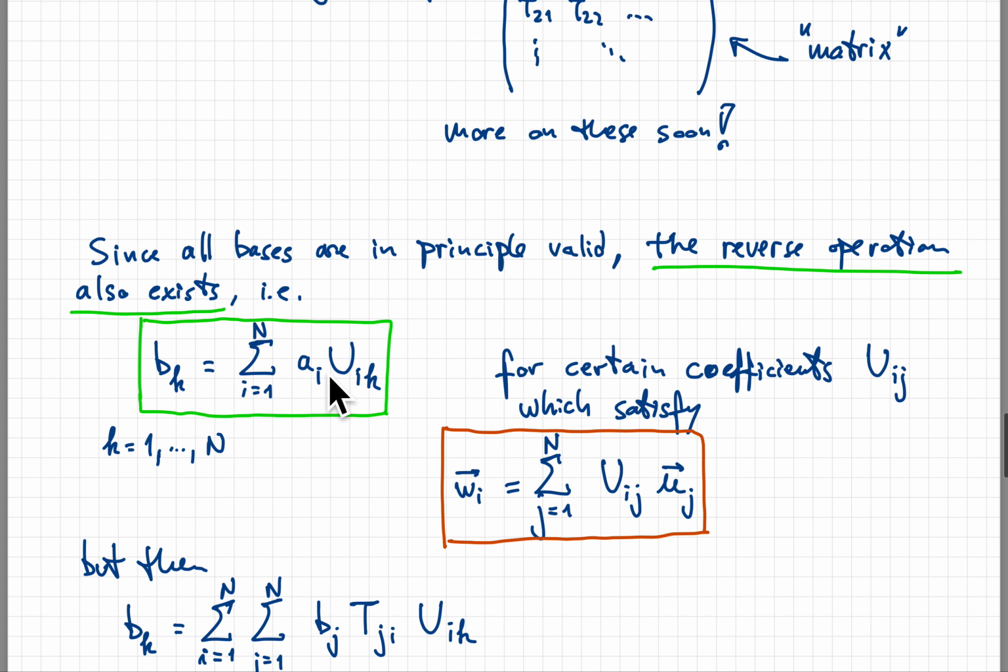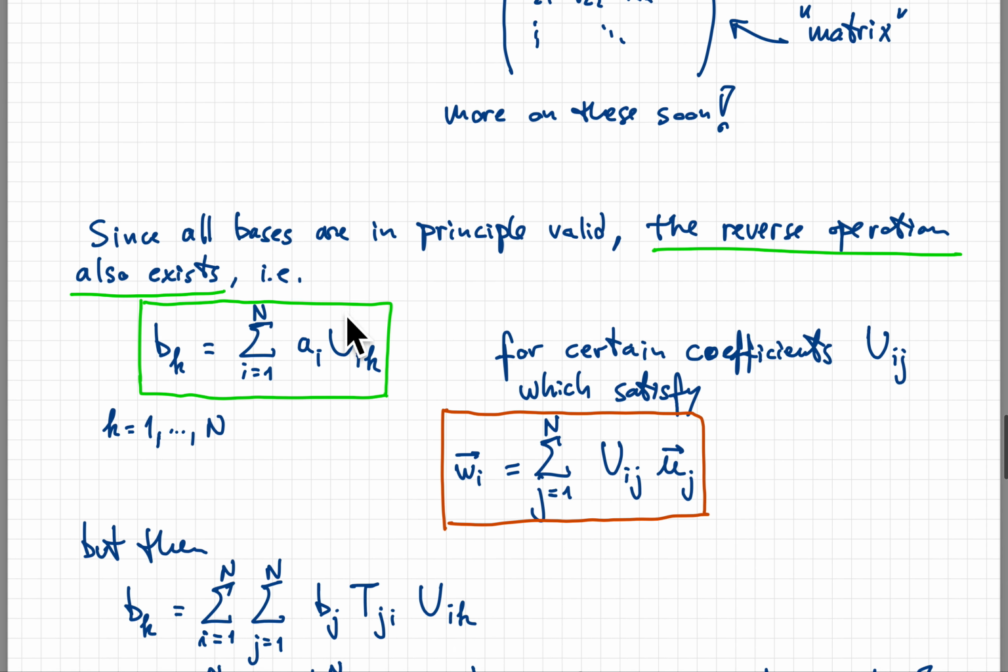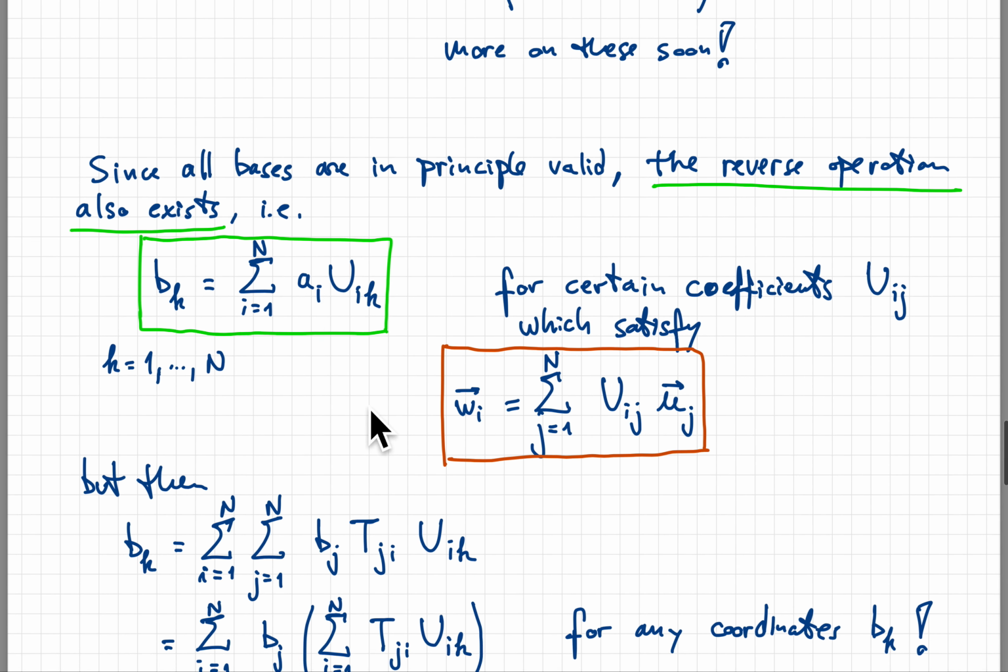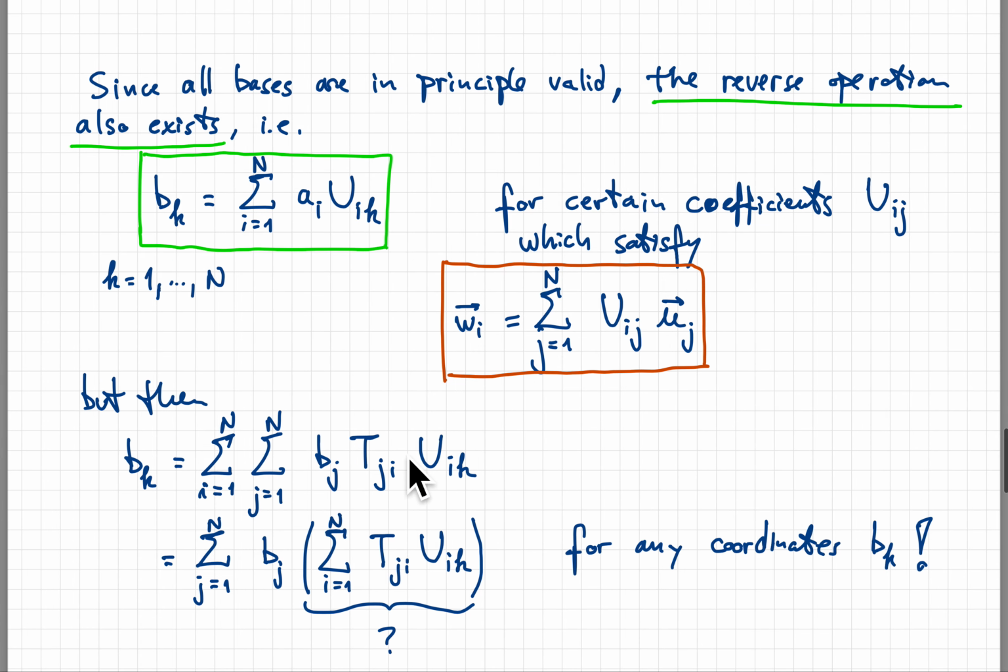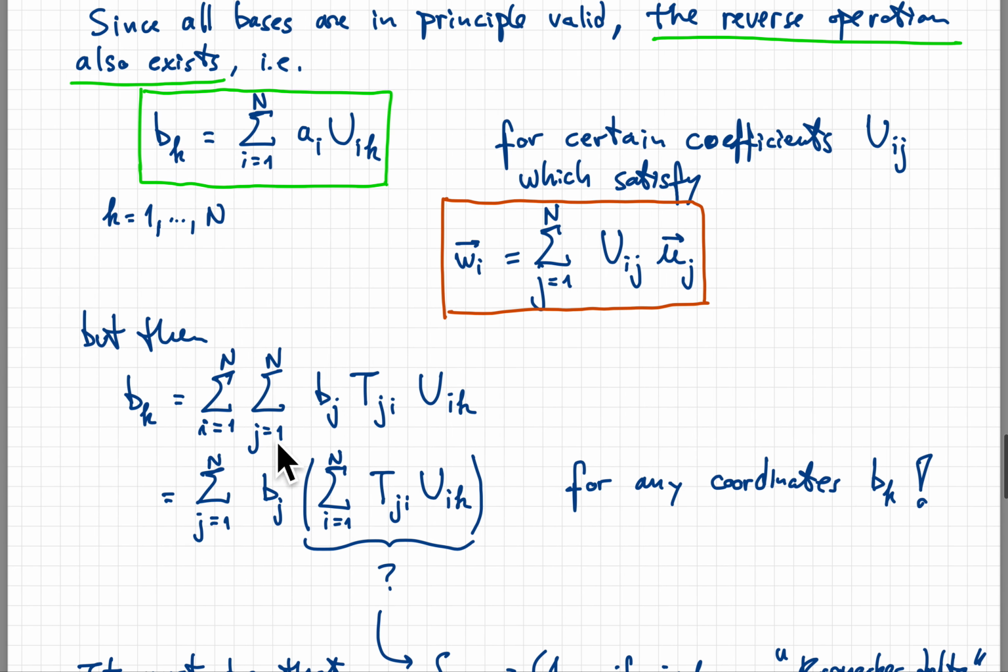Let me go back up and show you. So the AIs are given by the sum over j of B's of j T_ji, and I'm inserting that now in this expression. What happens if I do that? Well, then I get this sum to be presented in here, and now I'm going to again switch the order of the sums, and you'll see what I obtain. So I pull the sum over j to the outside, b sub j to the outside, I get the sum over i in here, T_ji U_ik.